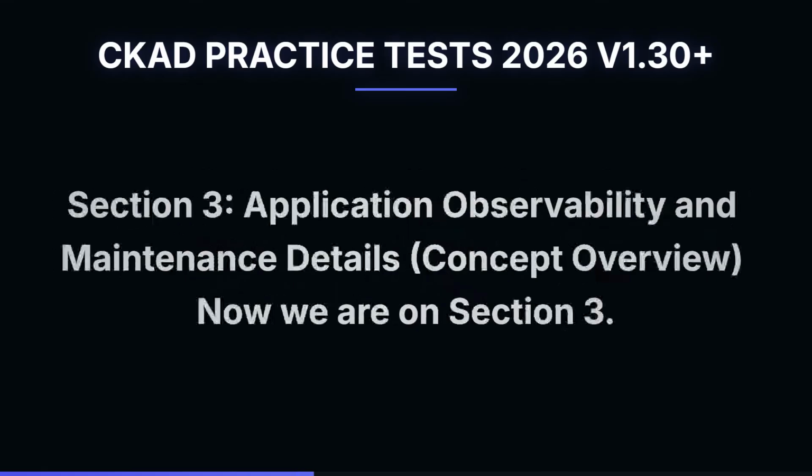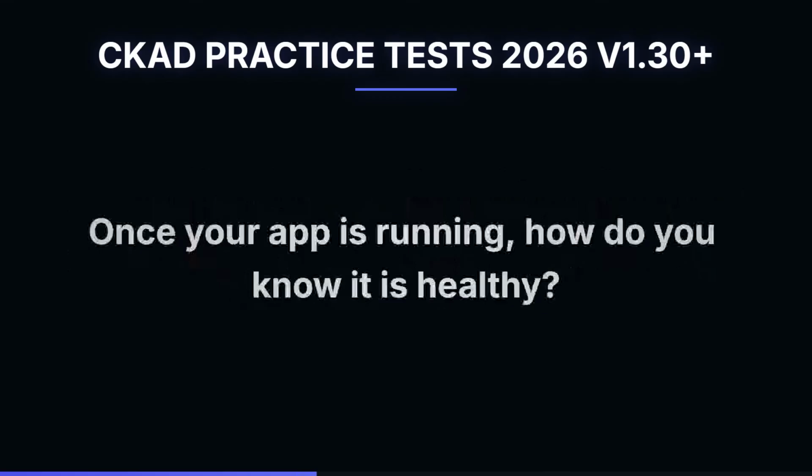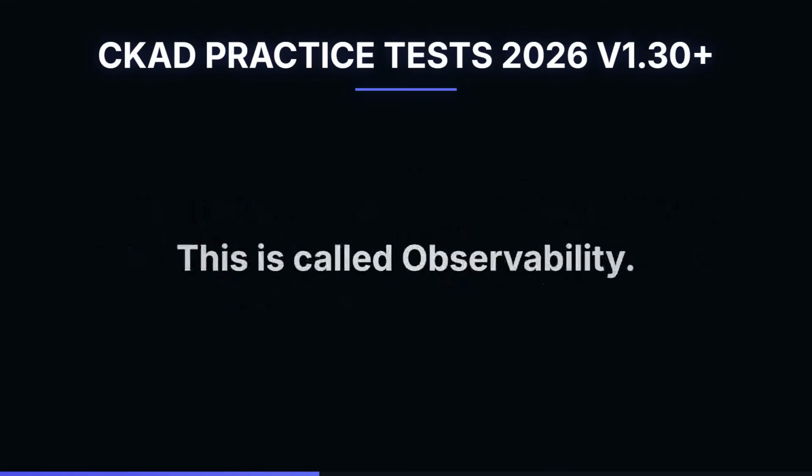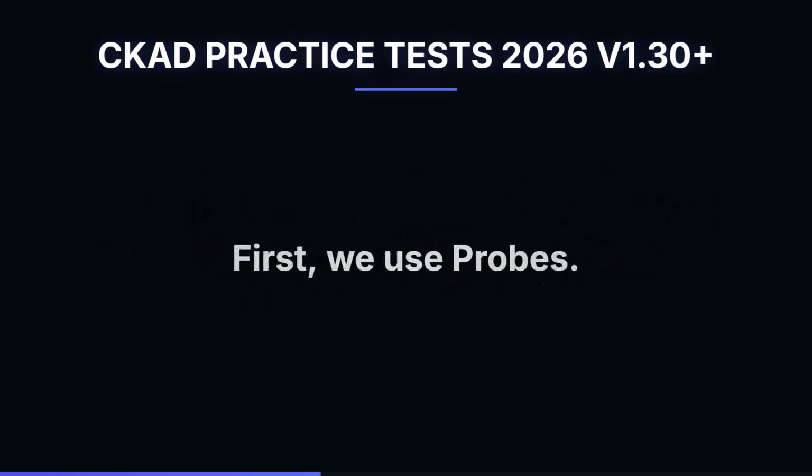Section 3. Application Observability and Maintenance. Details, Concept Overview. Now we are on Section 3. This part is about keeping your eyes open. Once your app is running, how do you know it is healthy? How do you fix it if it breaks? This is called observability. First, we use probes.